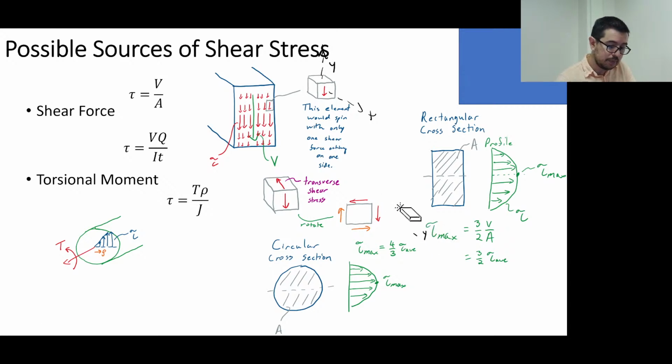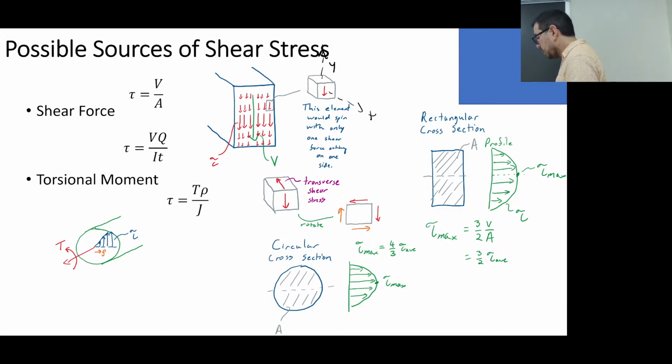All right, and I'll erase that to avoid confusion. Okay, and then if it were a circular cross section, then it's 4/3 tau average. That's how you figure out the tau max. Usually with shear stresses, okay, except for later on in this session, we've got to get through this. I'm running out of time.